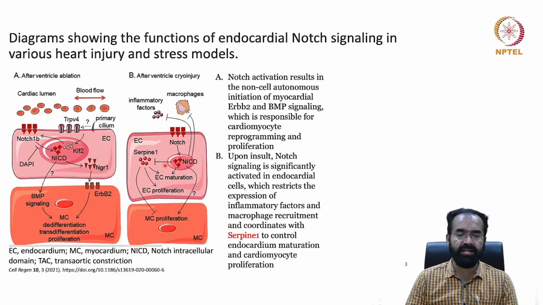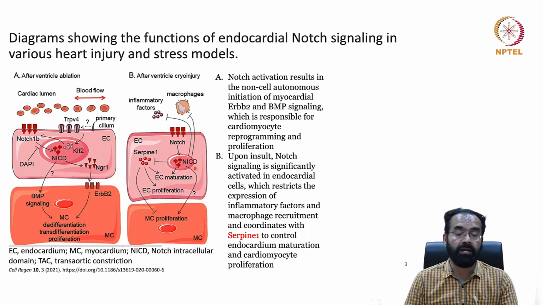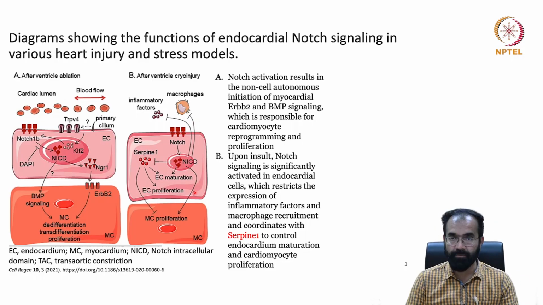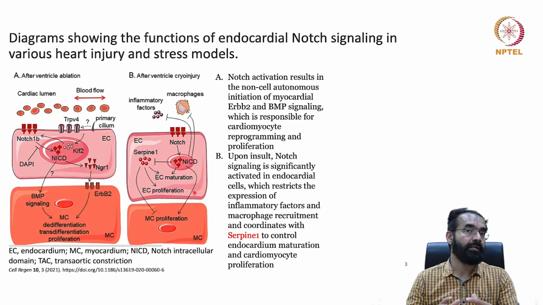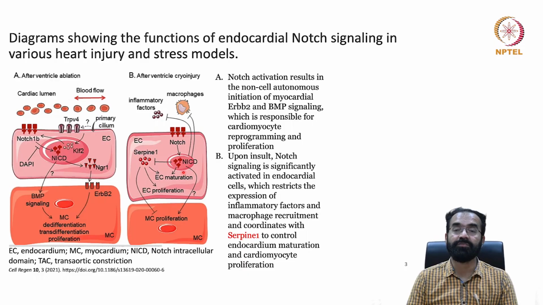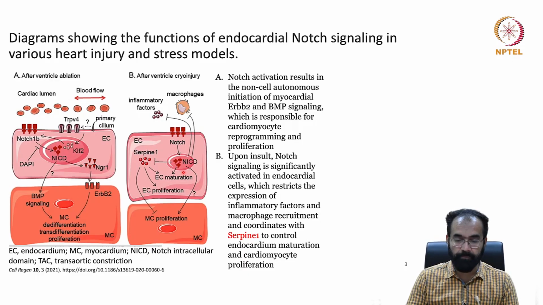Notch triggers NICD production, and it also helps in the release of various factors, and it can negatively influence the inflammatory factors and macrophages. Like we saw in the case of Hippo signaling, in the heart you need to have negative influence. Too much of an inflammatory response is not welcome, hence they have to block the inflammatory factors, and that is also favored by the Delta-Notch signaling.